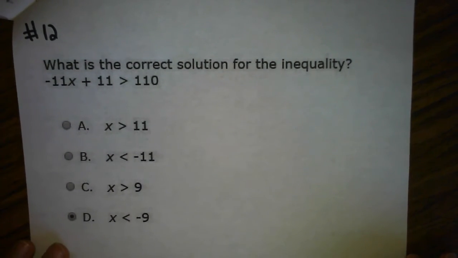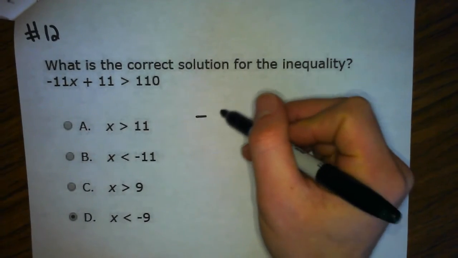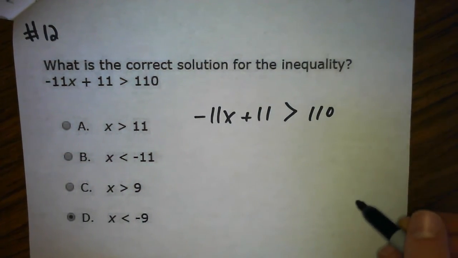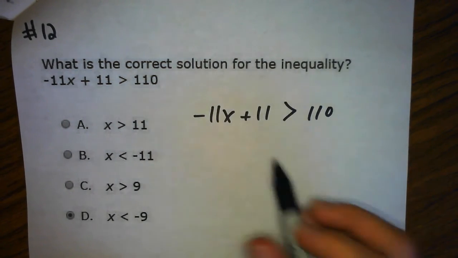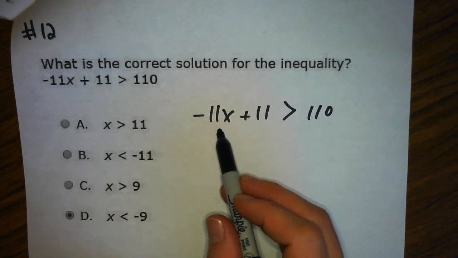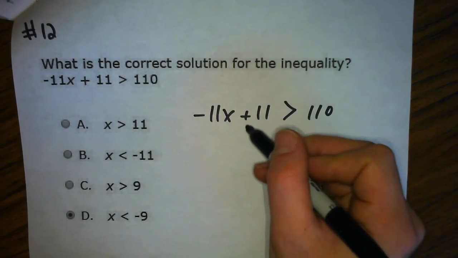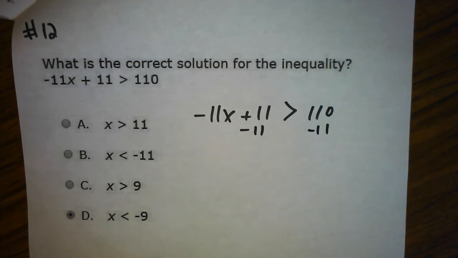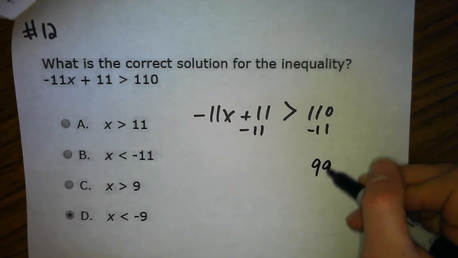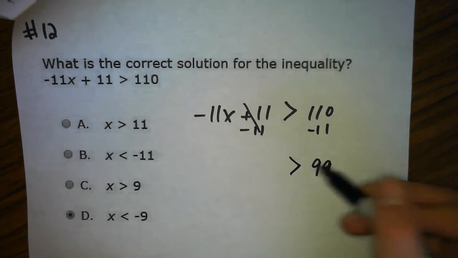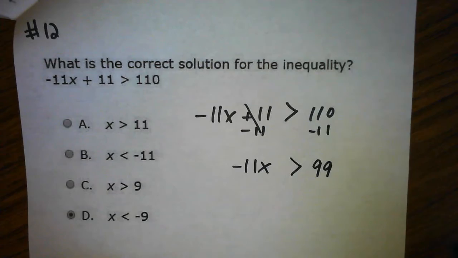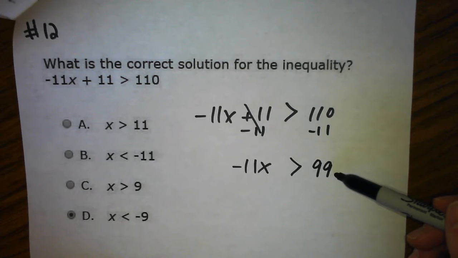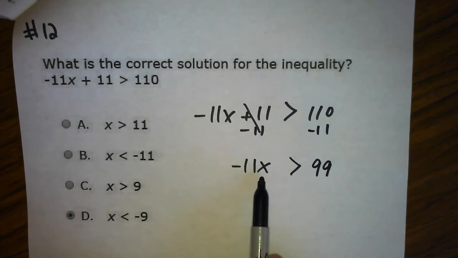Last one, number 12. So this is a little bit different. This is a two-step inequality now, so we have an extra step. Alright, so we're trying to get x by itself on one side. So we're going to start by getting rid of this plus 11 here. So we're going to do the opposite. We're going to subtract 11 from both sides to cancel those out. And rewrite everything else. 110 minus 11 is 99. And I have negative 11x on the other side.